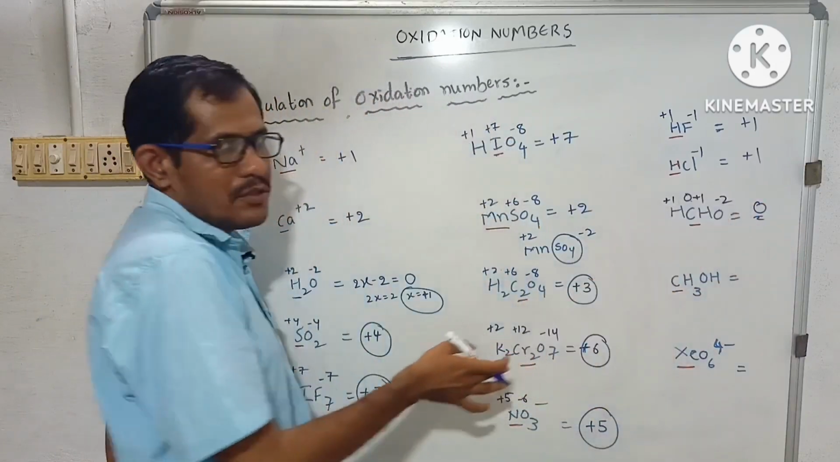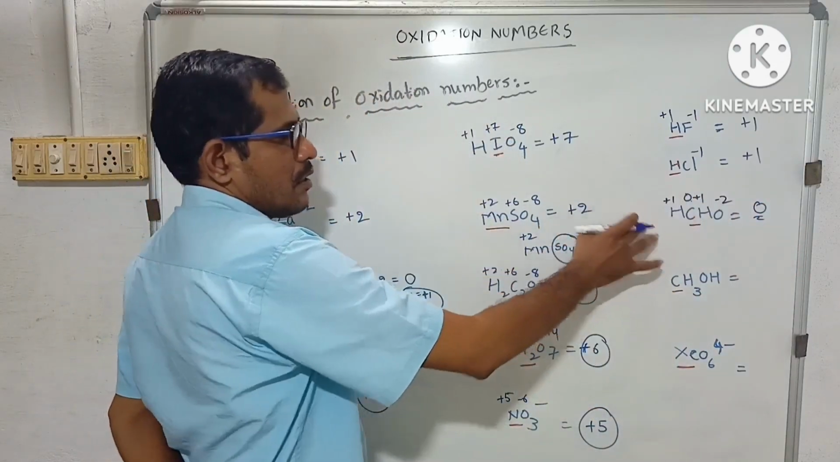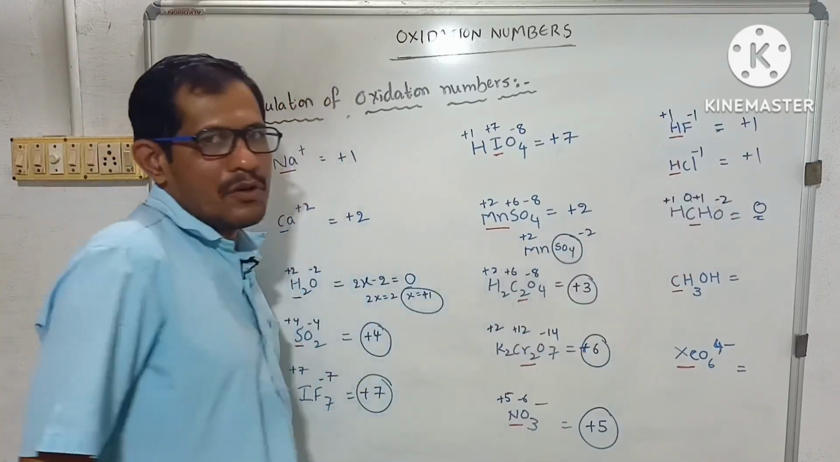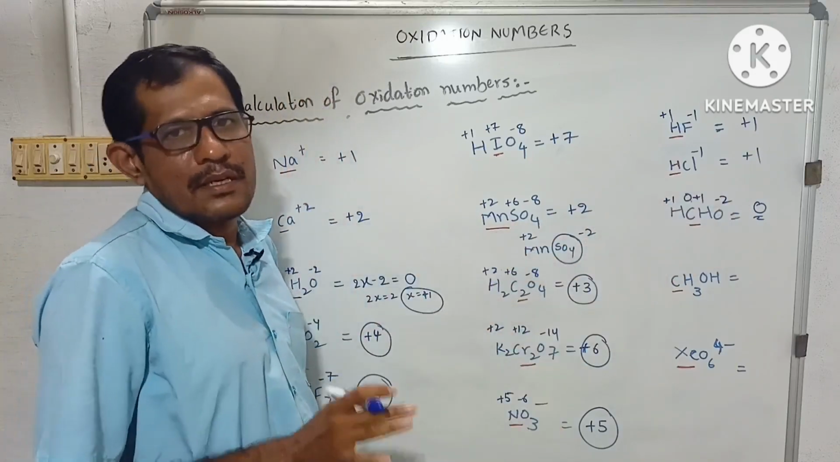I repeat, oxygen is minus 2. Each hydrogen is on plus 1 to make the molecule whole as a 0. So carbon we need to give 0. So here the carbon oxidation state is 0.